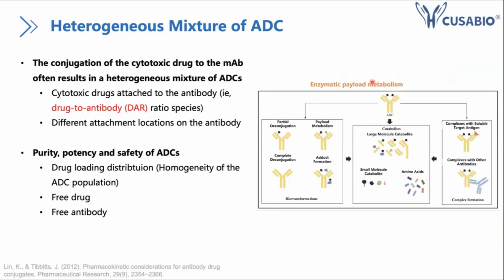So for example here, this is the intact ADC. And when the ADC enters into the circulation, you can find that the payload becomes deconjugated from the antibody. So you may have partial deconjugation, you may have complete deconjugation. You can also find the antibody is degraded. You can also find the payload is catabolized.